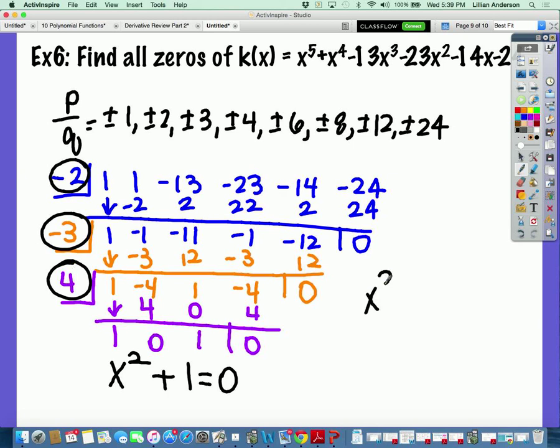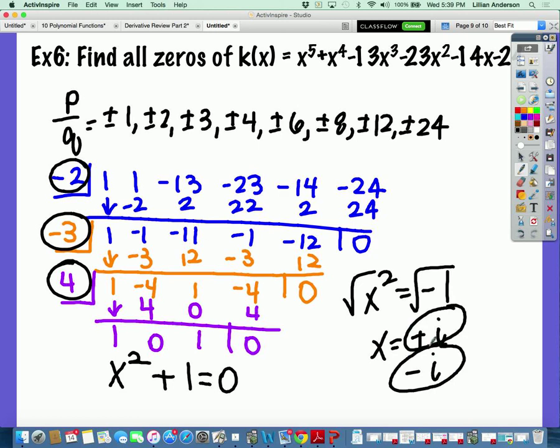So I'm going to subtract 1 over, take the square root, and remember, whenever you take the square root, you get a positive version and a negative version of that number, and the square root of a -1 is i. So our last 2 zeros are actually imaginary ones. So here we go. Here are all 5 of my zeros. -2, -3, 4, i, and a negative i.